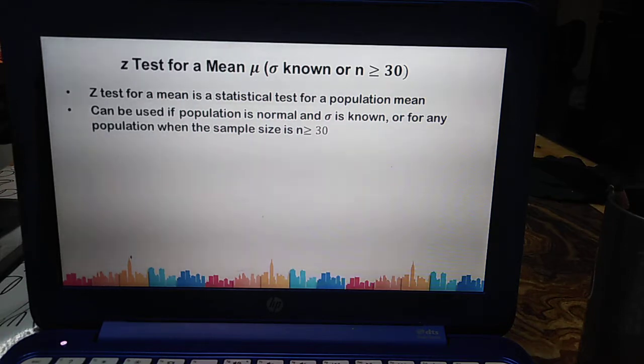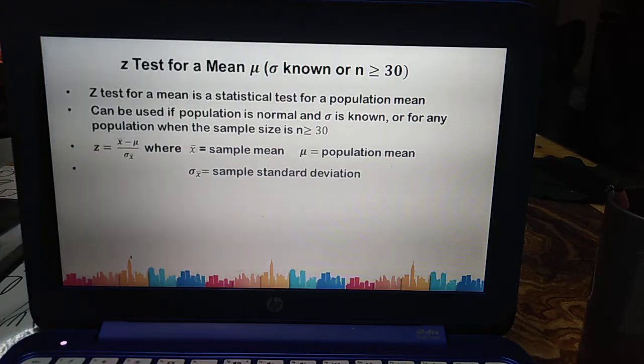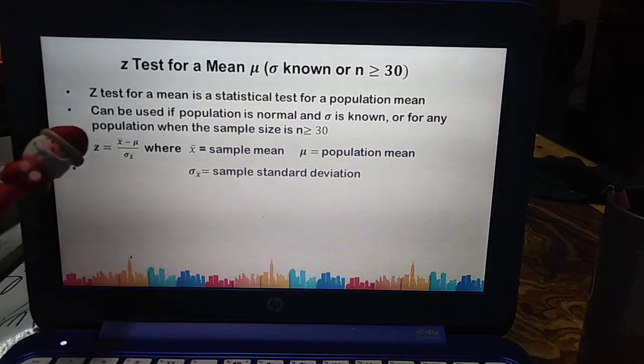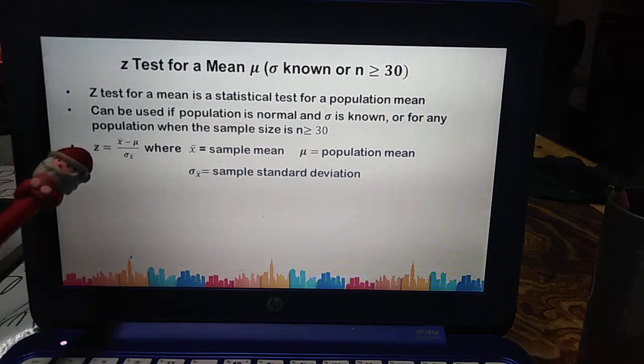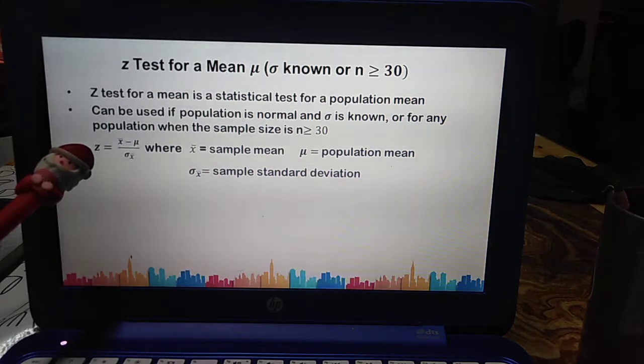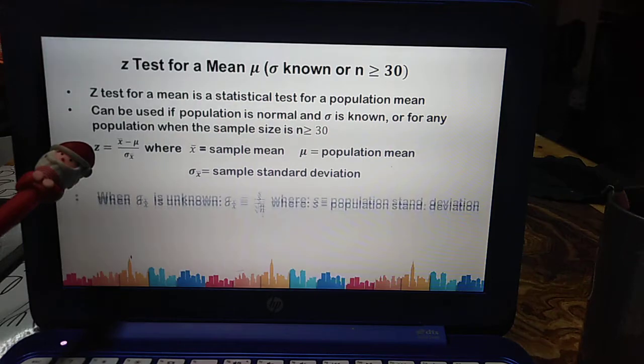So, a z-test for a mean is a statistical test for a population mean. It can be used if the population is normal and the standard deviation is known, or for any population with a sample size greater than or equal to 30. We are going to use this formula. For the statistical test, z will now be equal to the sample mean minus the population mean divided by the sample standard deviation.